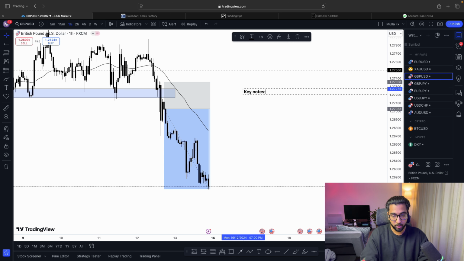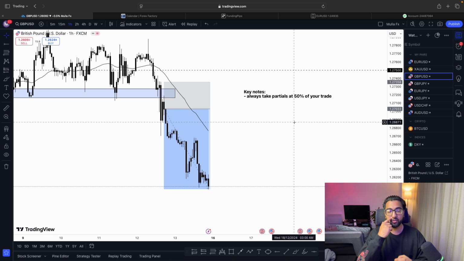Keynote: always take partials at 50% of your trade. Okay, so let's say, for example, you placed a trade, price isn't moving as great. This doesn't always have to occur in every single trade, but let's say price isn't moving your way and you're not confident with this trade.